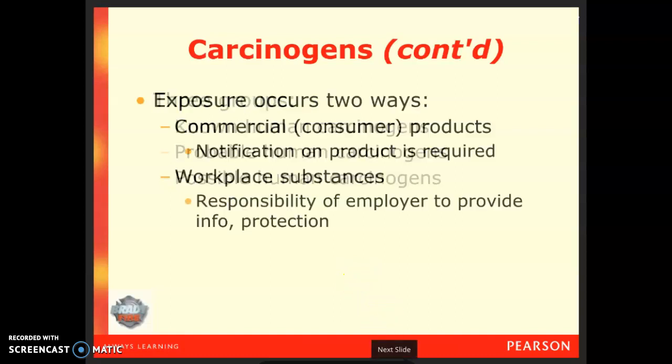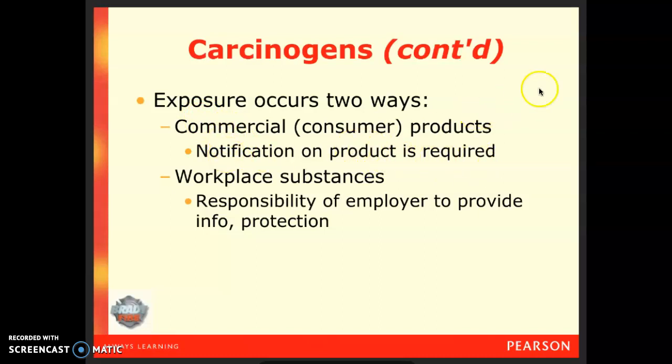Now, how do we get exposed to carcinogens? Well, there are two ways. Your exposure can come in one of two ways. Either you are exposed to it through a commercial product. For those, notification on the product is required.